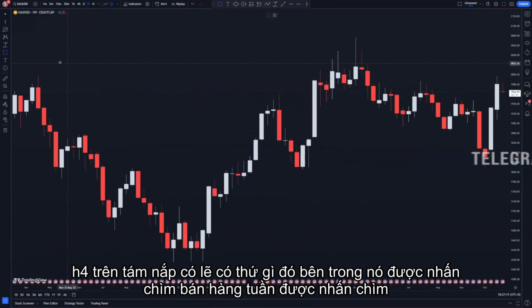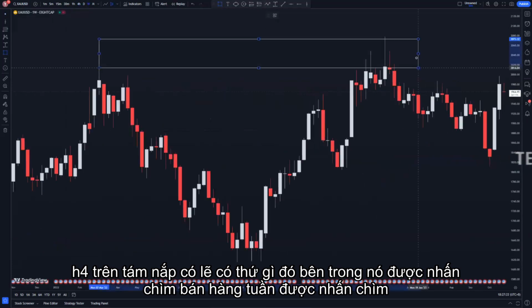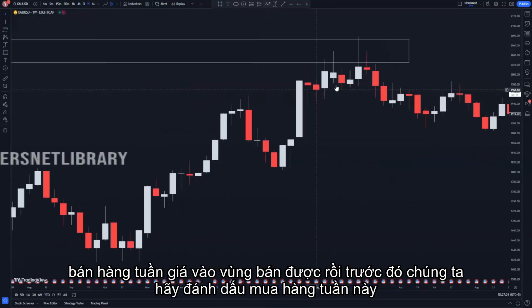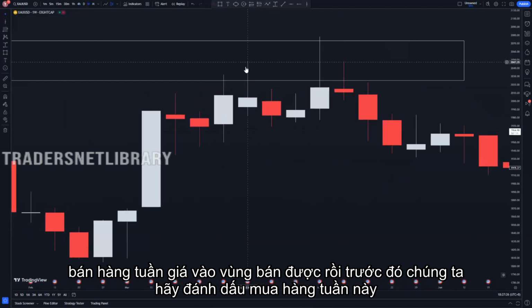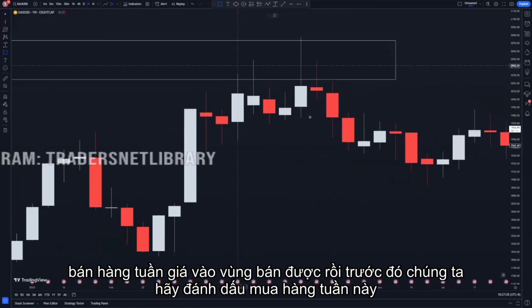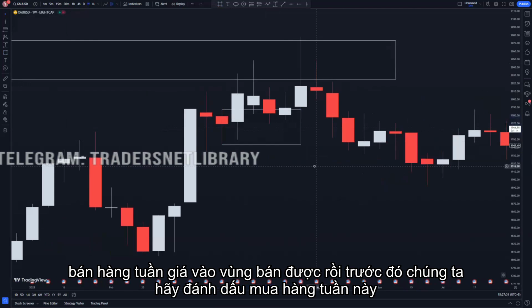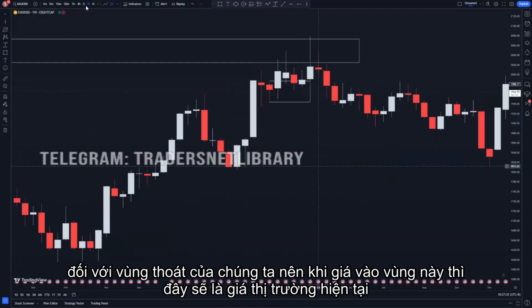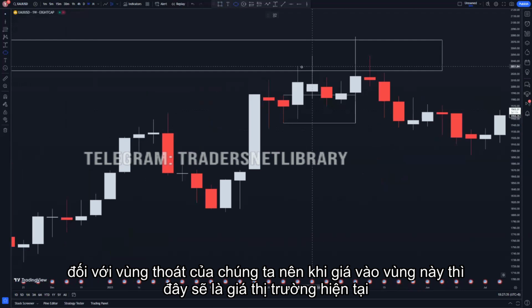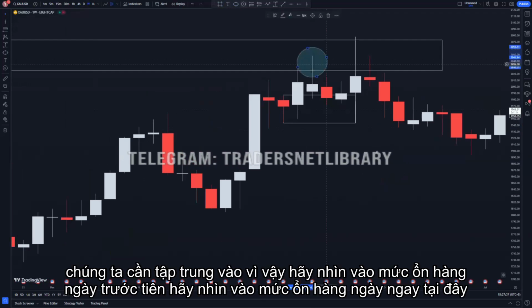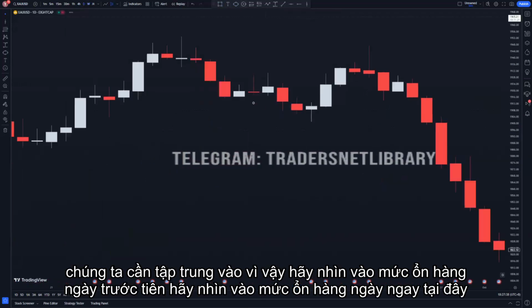Okay, engulfing sell on weekly. The price gets into the sell zone. Before that, we just mark this weekly buy for our exit zone. So when the price gets into the zone, this will be the current market price that we need to focus on. So look at the daily.